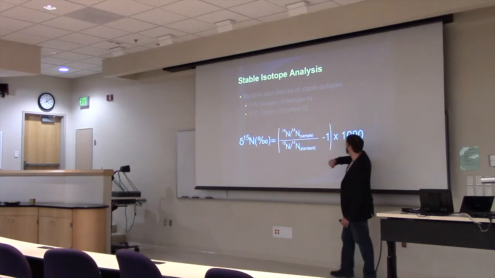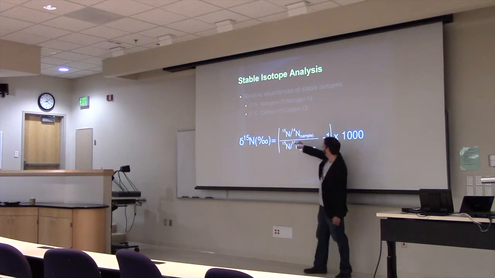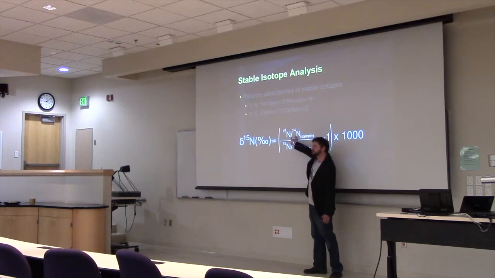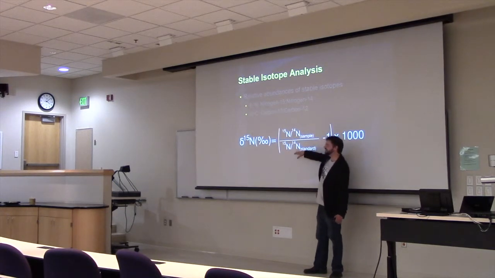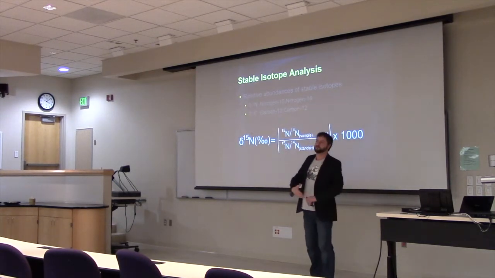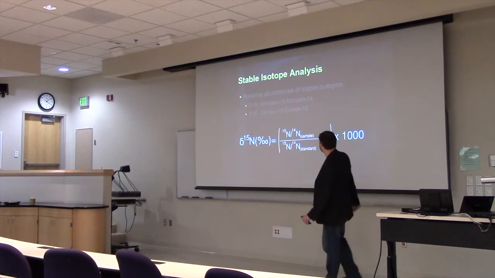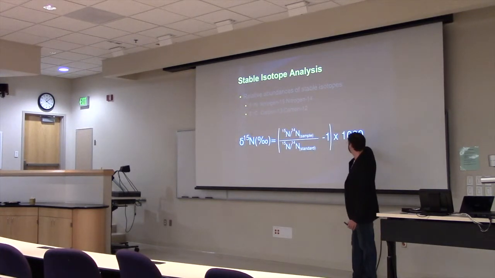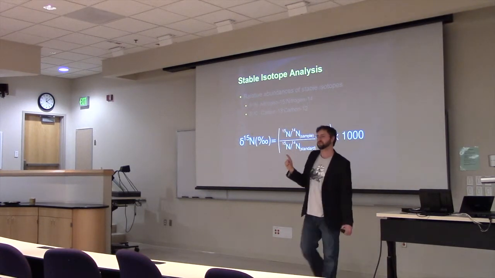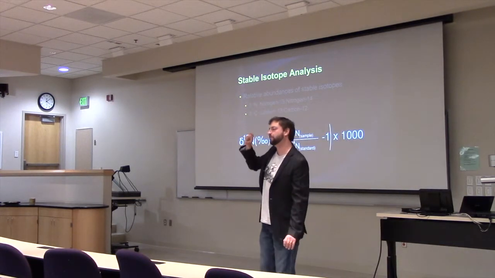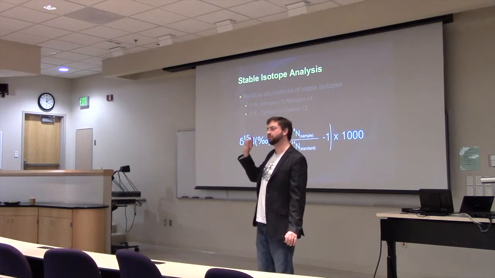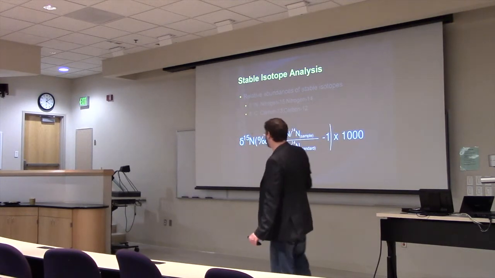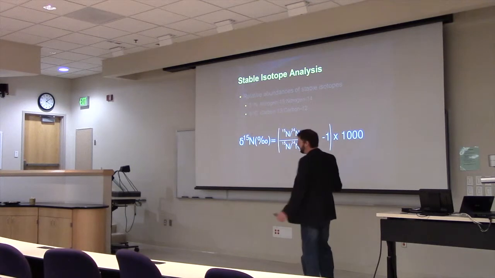Don't worry too much about this. Essentially, what we're doing is taking the ratio of one isotope to another in a sample, dividing it by some standard that we have predetermined, subtracting that from one, and multiplying that by 1,000. But all of this is really just to say that this delta notation is just a tenth of a percent difference in relative amounts of these isotopes from some standard that we've just pulled out.